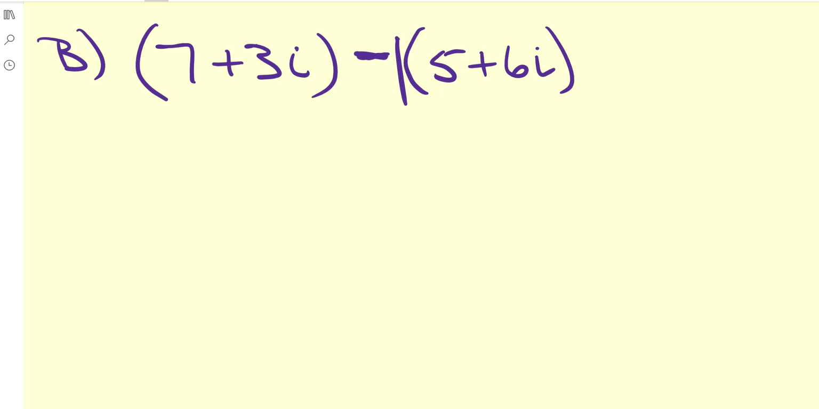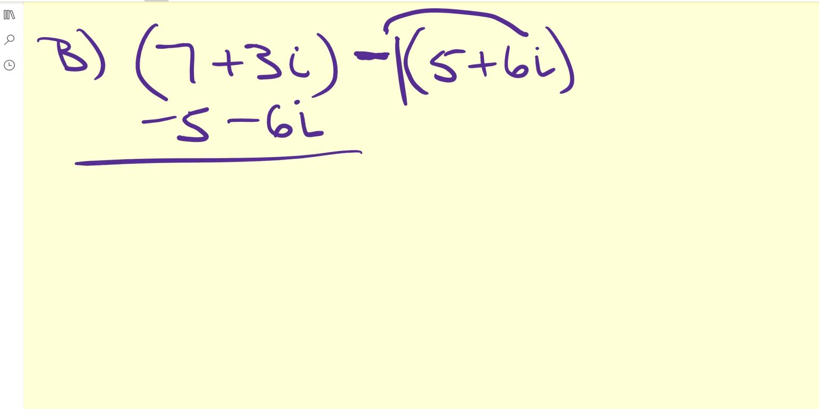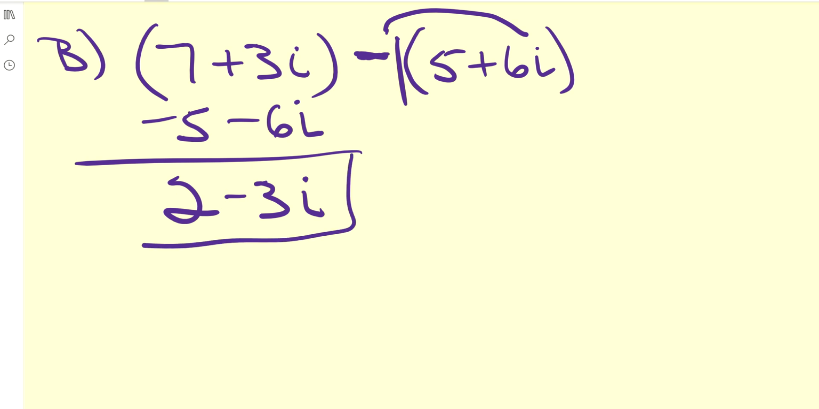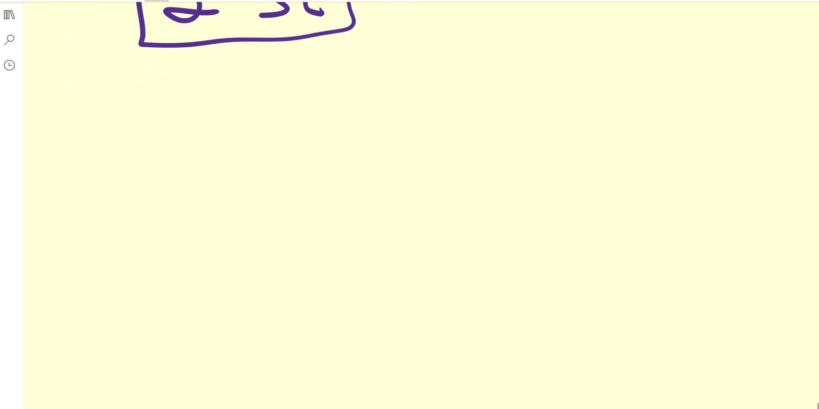Negative 1 times 5 is negative 5. I'll put my negative 5 underneath the 7 over in this column here. And then I'm going to have negative 1 times 6i, which is negative 6i, and that'll go in the i column, negative 6i. And then I'll simply combine my like terms. 7 minus 5 is 2. 3i minus 6i is minus 3i. 2 minus 3i is my solution. Try C.